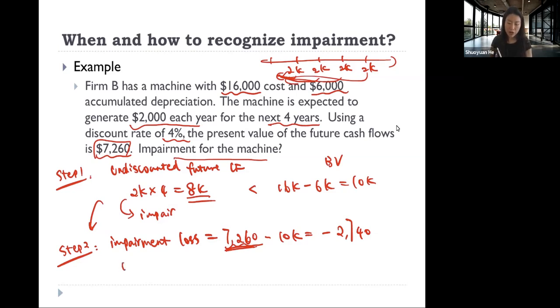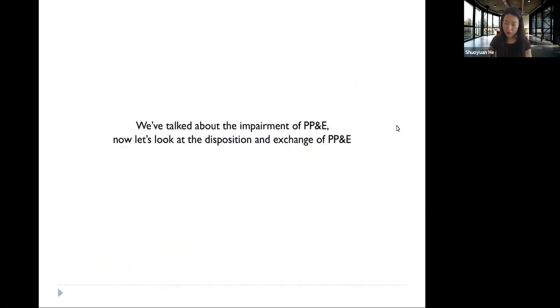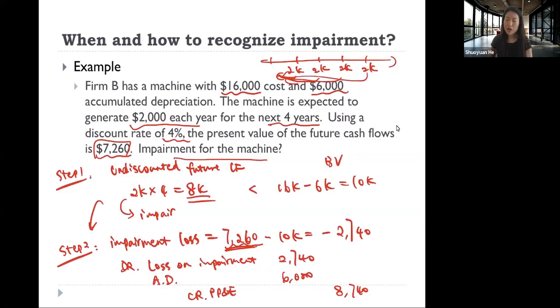And then the journal entry here is to debit loss on impairment, 2,740. And then we credit PP&E, 8,740. And we debit accumulated depreciation of 6,000. So in this journal entry, the loss on impairment is very easy to understand. We recognize the impairment loss for whatever loss we have calculated.